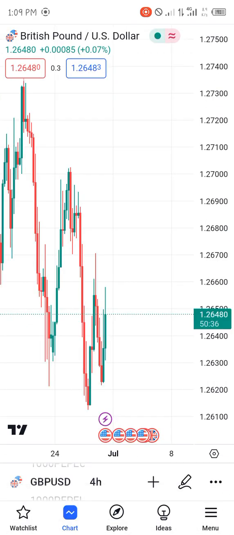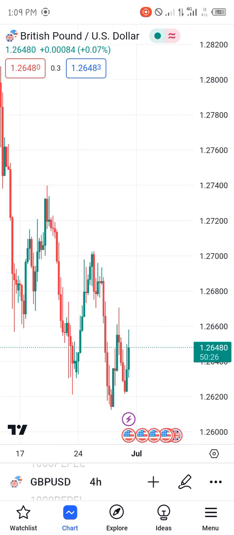Mind you, in an upward trend, the market will make a higher high and a higher low. In a downward trend, it will make a lower high and a lower low. I'm not using a laptop, so I'll just be placing my screen on rotate. So this is it.